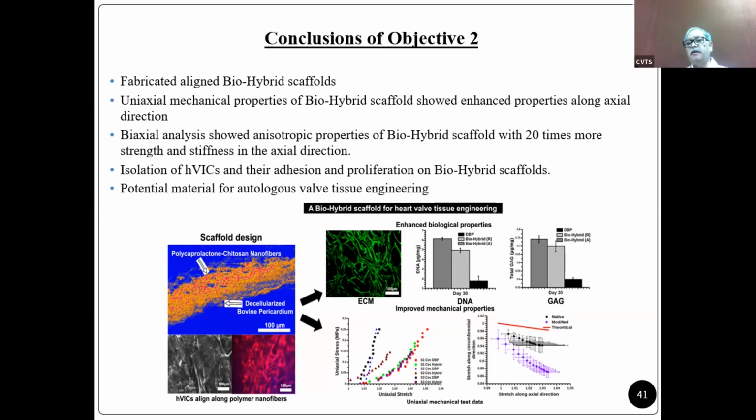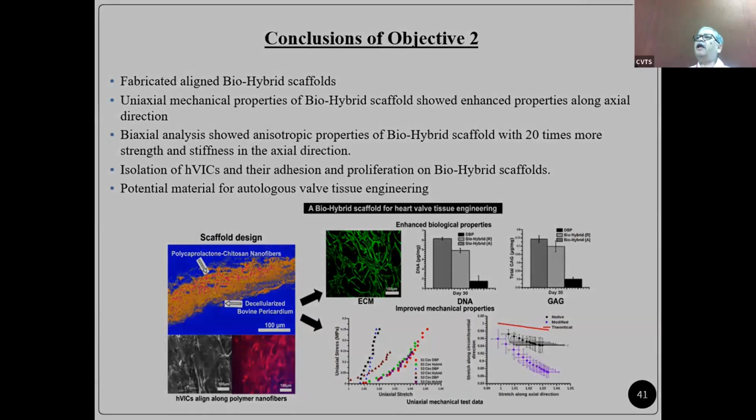direction. Biaxial analysis also showed anisotropic properties of the bihybrid scaffold, with 20 times more strength and stiffness in the axial direction. Isolation of the VIC, and adhesion and proliferation on the bihybrid scaffold, show it is a potential material for autologous valve tissue engineering. That's what we predicted in this one.